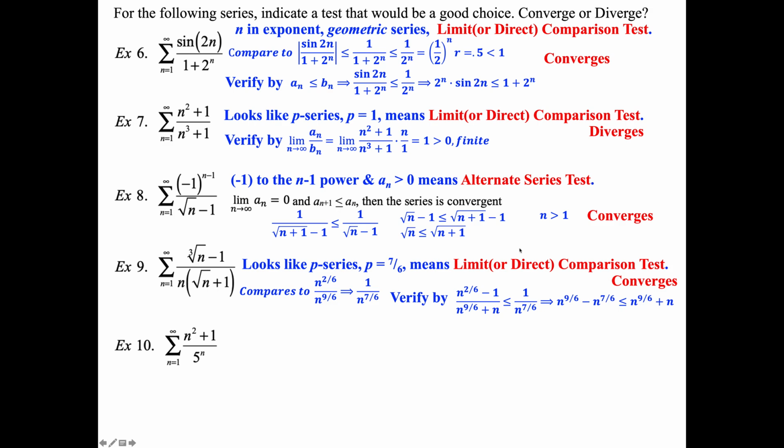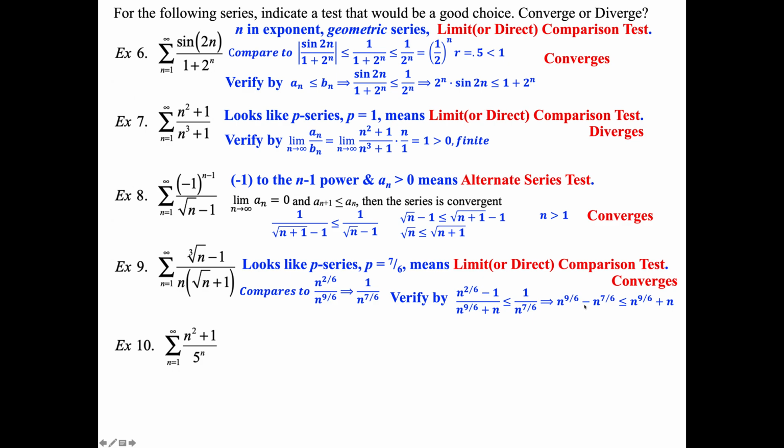But now we have to do our comparison test, either limit or comparison. So this one I felt crazy. I went ahead and we did the direct comparison. So take the original and less than or equal to 1 over n to the 7/6. Cross multiply.